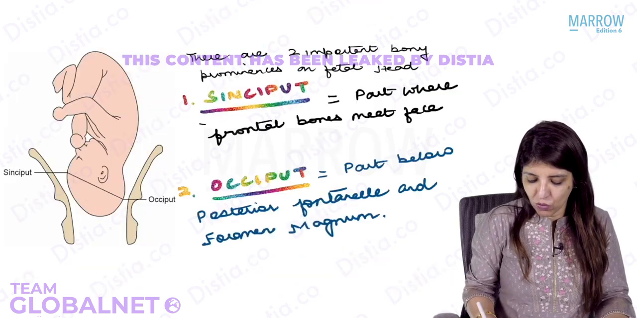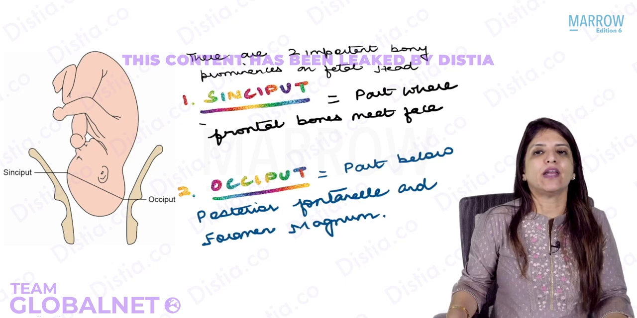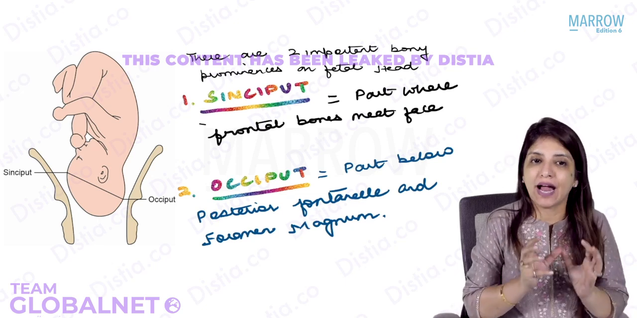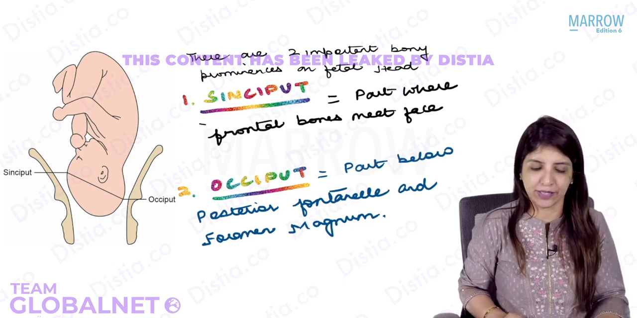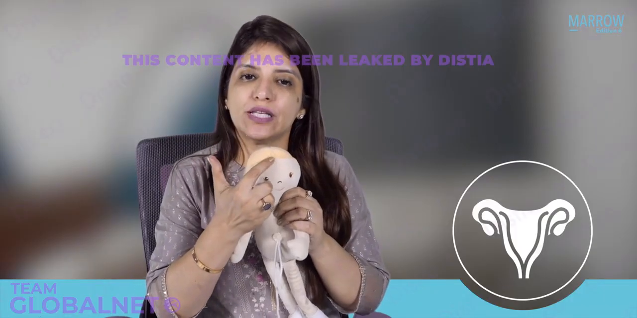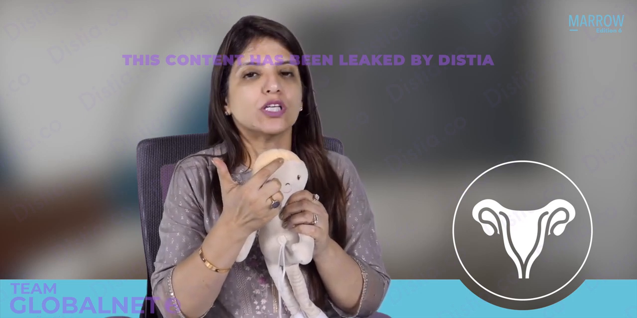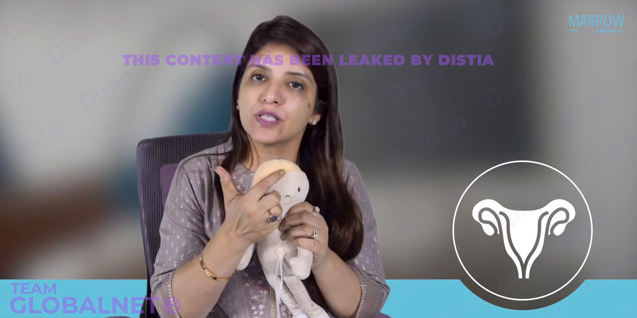Now, before we go on to the attitude of the fetal head, remember that there are two very important landmarks present on the fetal head. One is the sinciput. What is sinciput? Sinciput is the part where the frontal bones are meeting the face. So this part over here is the sinciput.